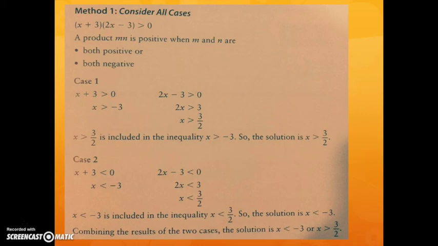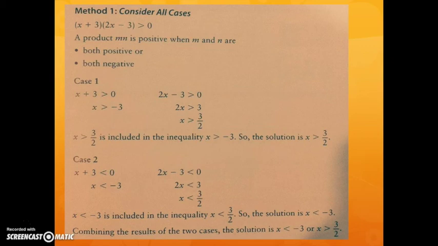x is greater than 3 over 2 is included in the inequality x is greater than negative 3, so the solution is x is greater than 3 over 2. In case 2, x plus 3 is less than 0, so x is less than negative 3. 2x minus 3 is less than 0, which gives you 2x less than 3, therefore x is less than 3 over 2. x is less than negative 3 is included in the inequality x is less than 3 over 2, so the solution is x is less than negative 3.